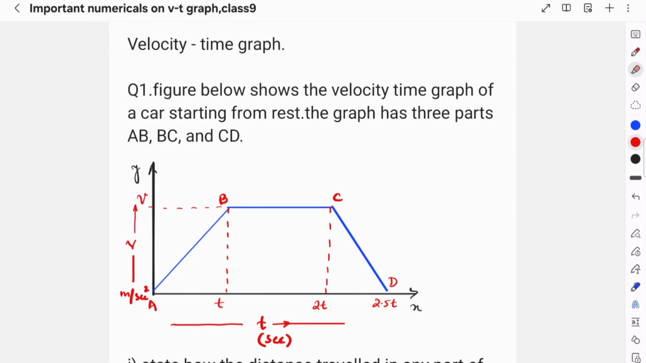So if we look carefully at the graph, the car is starting from A and it is going to B. That is, the car is accelerating from rest to B and from B to C, it is traveling with a uniform velocity, and then brakes are applied and the car is retarding and coming to rest here. Okay, now see what the questions they are asking.